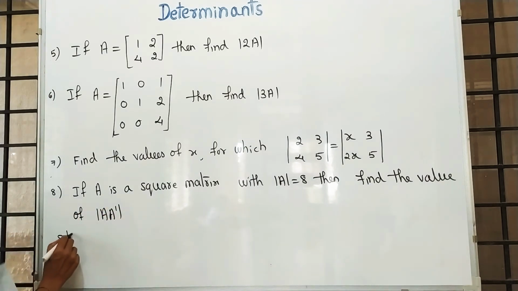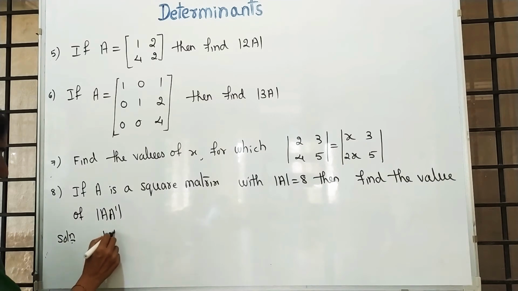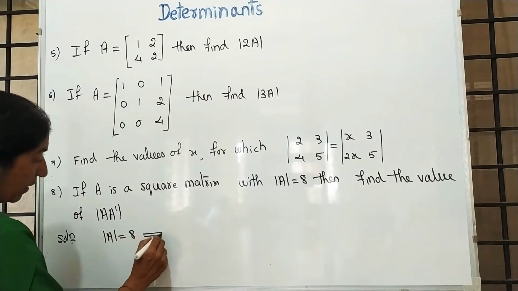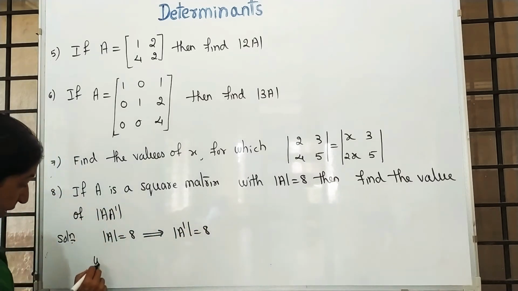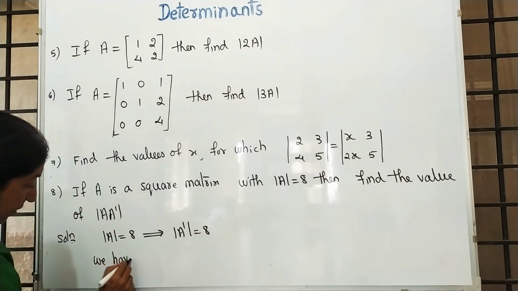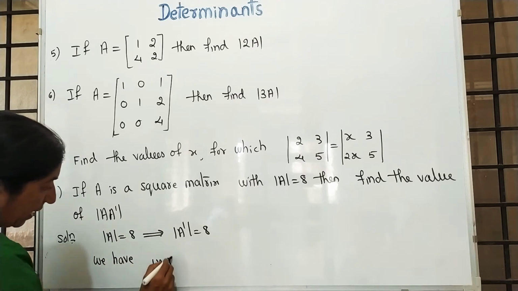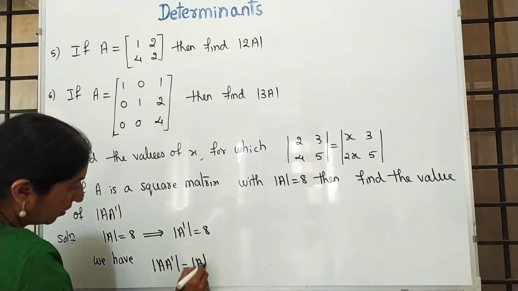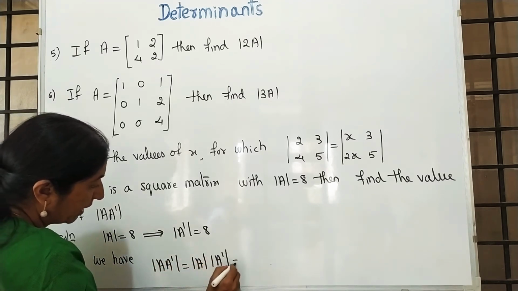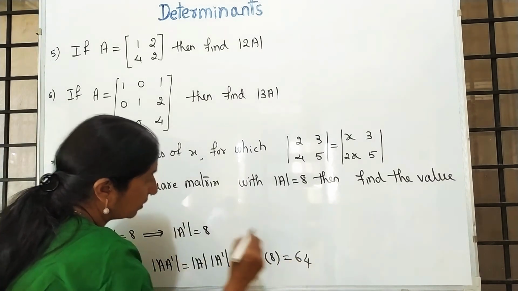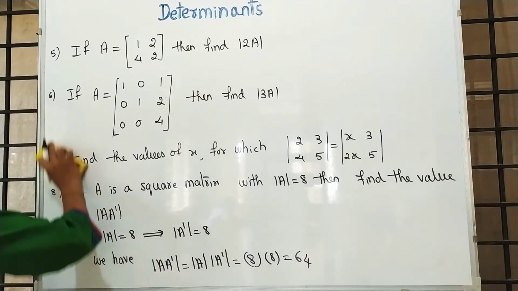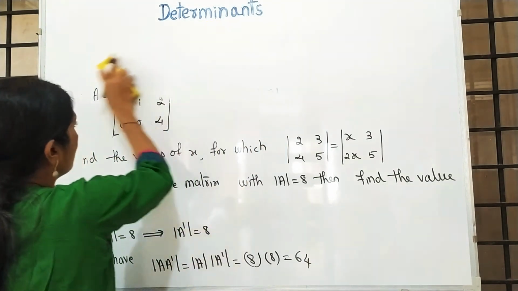Here I am giving you a solution. See, determinant of A is equal to 8 implies determinant of its transpose is also 8. And we have determinant of A into A transpose is equal to determinant of A into determinant of A transpose. 8 into 8, that is 64. Yes. Moving to the next question, that is question number 9.